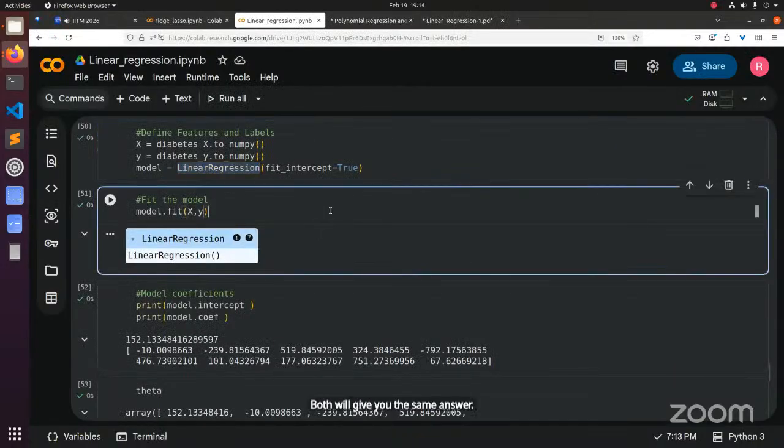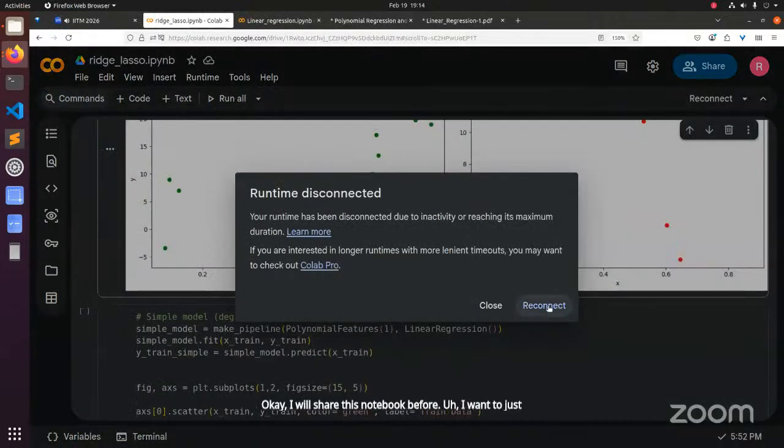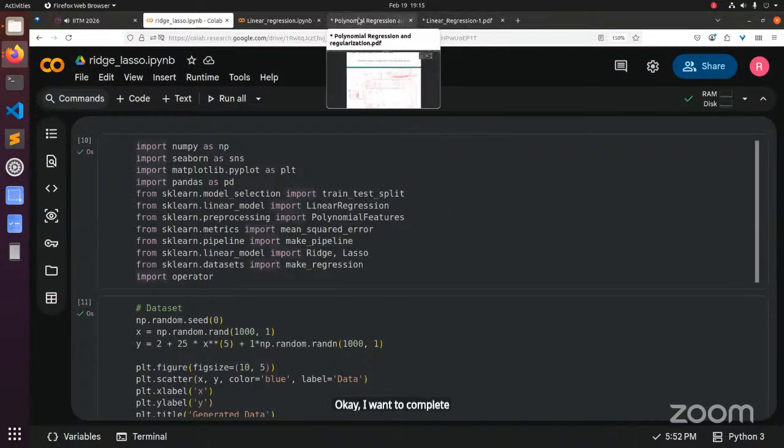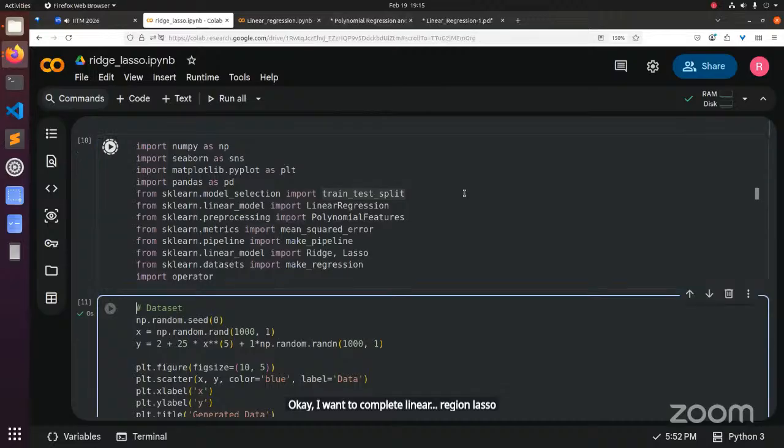Okay, let me share this notebook first. I will share this notebook before I finish something more. I want to complete ridge and lasso, so that we can see how it is.